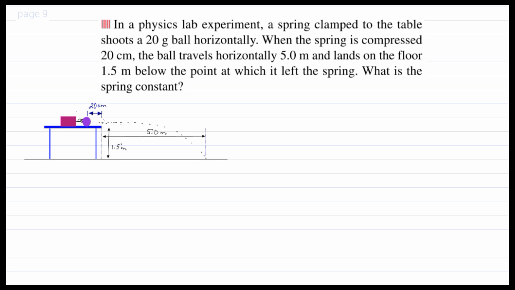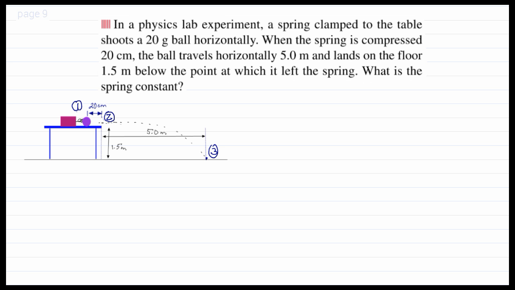Now, we're first going to treat this as a kinematics problem. We're going to figure out the speed at which the ball is going at the moment it leaves the table. So we're going to label that position 2. Position 1 is when it's compressed, and position 3 is when it hits the ground. So let's figure out the time it takes to go from position 2 to position 3.